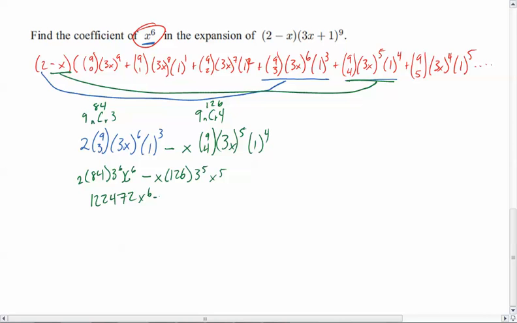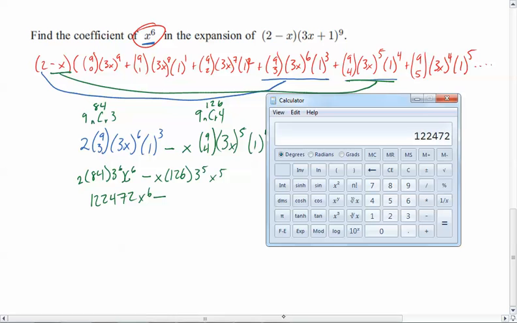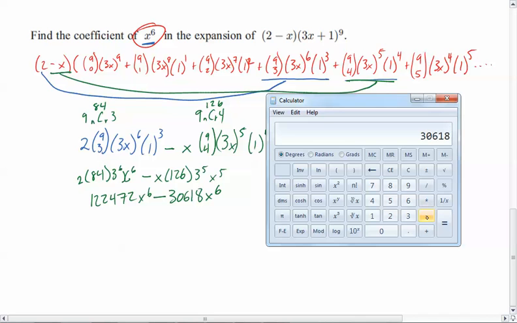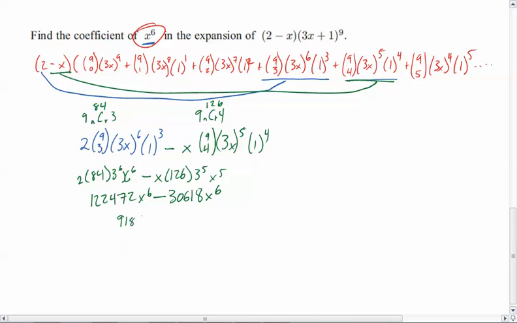x to the 6th, minus, and then here we'll have 126 times 3 to the 5th, which will be 30618, which of course then will be x to the 6th. And so when we subtract those two, 122472 minus 30618 will be 91854, x to the sixth. Ta-da! There we go. We found the coefficient.